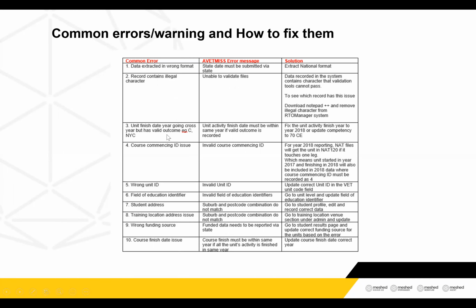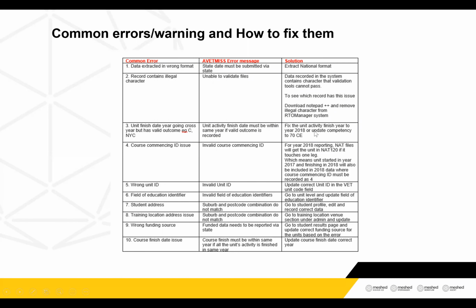Now the next one is unit finish date going cross here. So it's about how well you have recorded your data in the system. So there are certain business rules. If a student starts in 2019 and they are still continuing to next year till 2021 or cross year, the outcome must be 70, continuing enrollment. So if you put the outcome as C or NYC, that's the wrong data that you have recorded. The system here is smart enough to put 70 as an outcome for those records which are cross year.